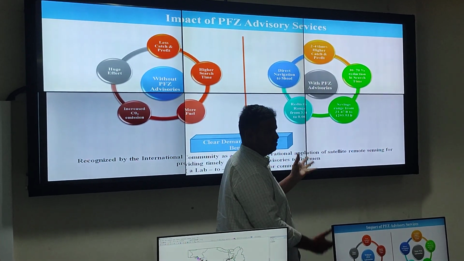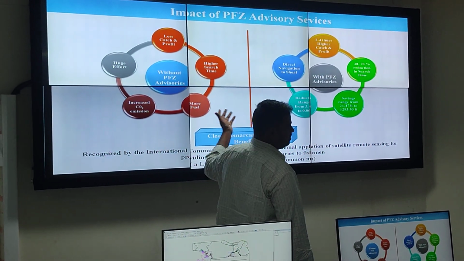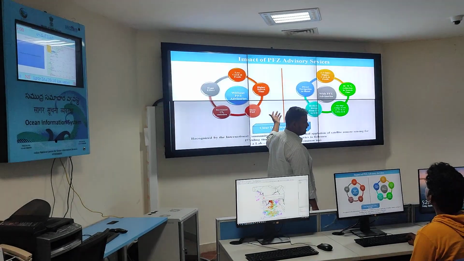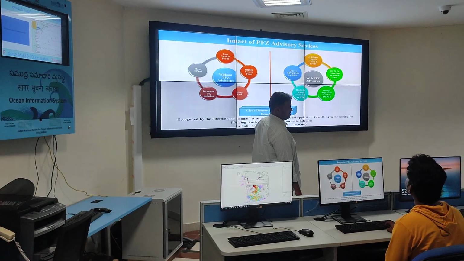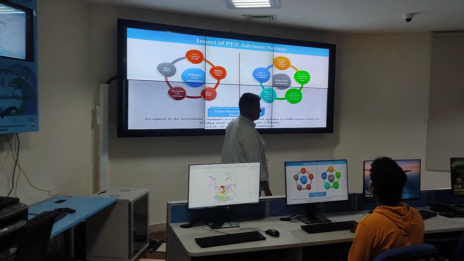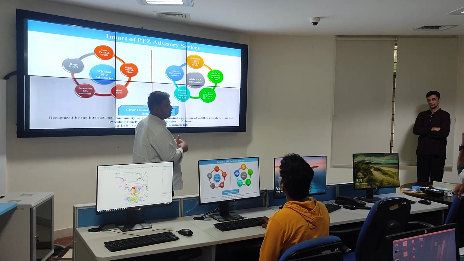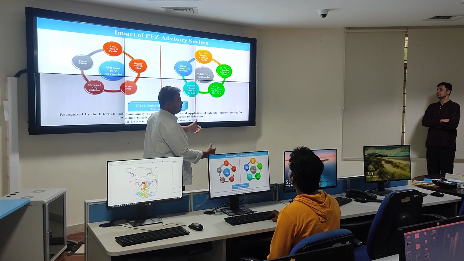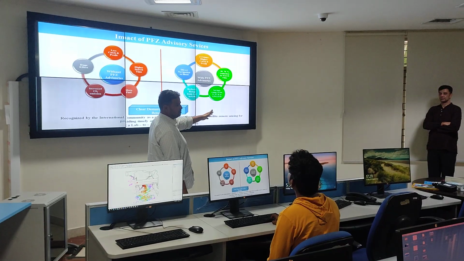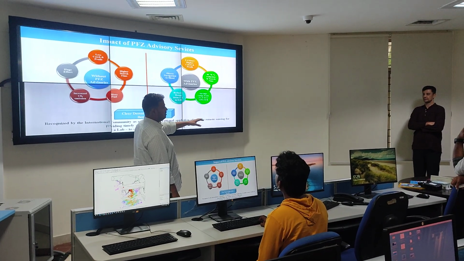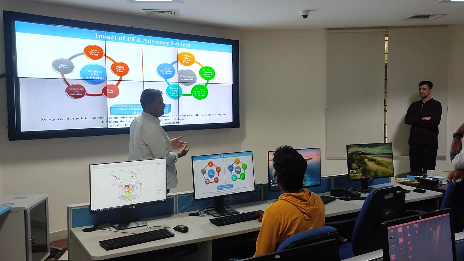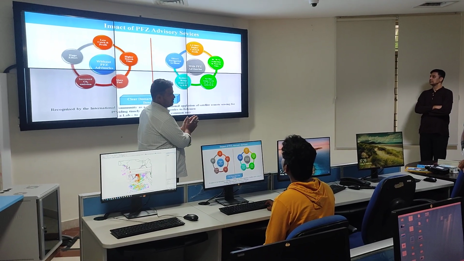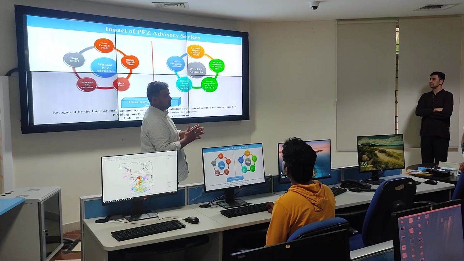Obviously you know the benefit of this PFZ advisory. If a person without a PFZ advisory ventures into the ocean, he is going to spend more time in the ocean, get less catch, spend more money on diesel, and at the end of the day leave a big carbon footprint compared to the person with a PFZ advisory. The person with the advisory goes directly to the zone where the fish are available, spends less money, gets more catch, and leaves a much smaller carbon footprint compared to the one without PFZ.